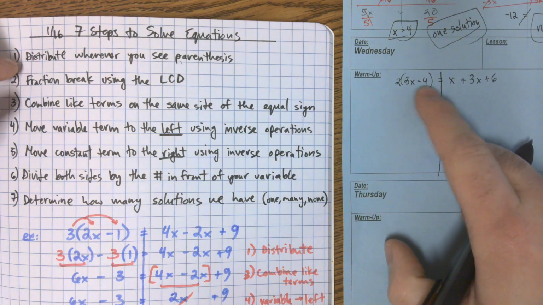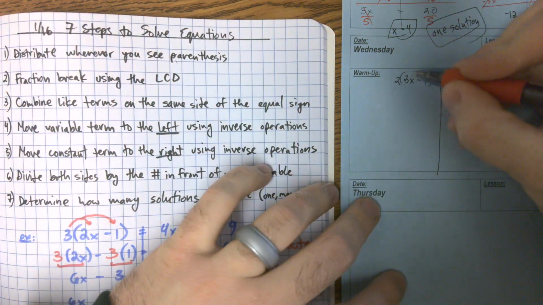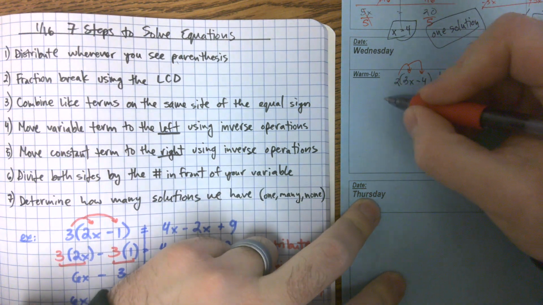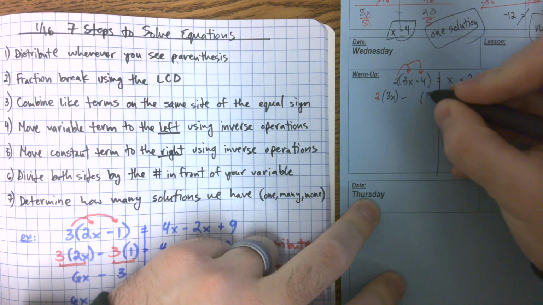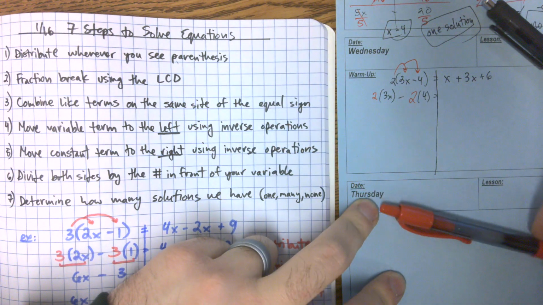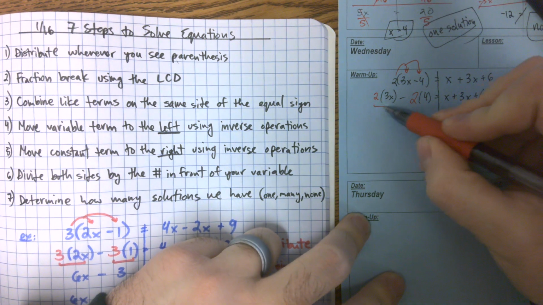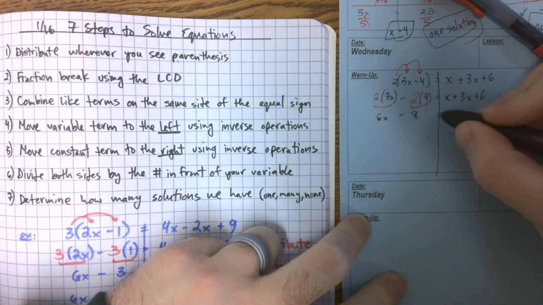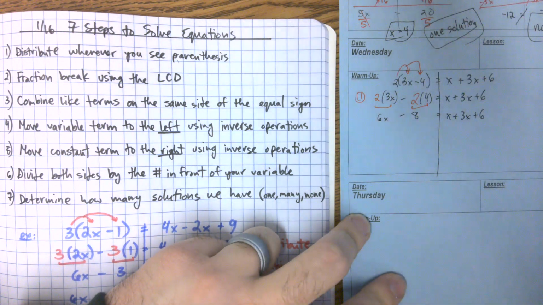Well, I see some parentheses right here, which means I must be distributing this 2 on the outside to both terms on the inside. So I'm going to do 2 times 3x, minus 2 times 4, and my right side stays the same. Now I just multiply. 2 times 3x gives me 6x, minus 2 times 4, which is 8. And step 1 is done.